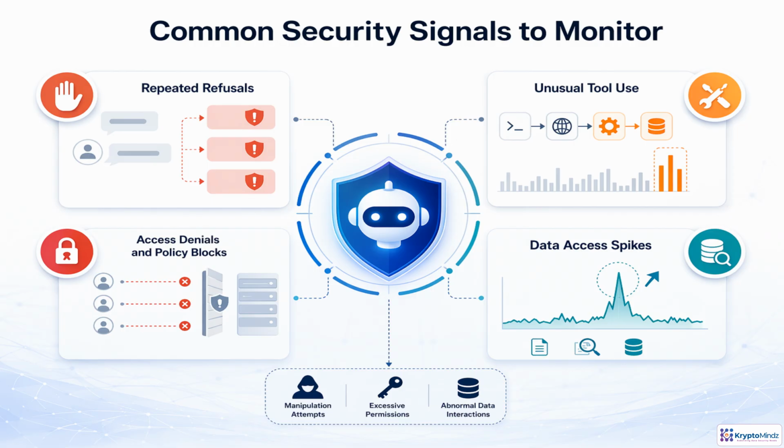Tool use is another strong signal, especially when an agent starts chaining rare or high-risk tools outside its normal workflow. Watch data access too. Sudden spikes in searches, downloads, or database queries may indicate extraction attempts. The goal is not to panic at every alert. It is to combine signals, then investigate quickly.